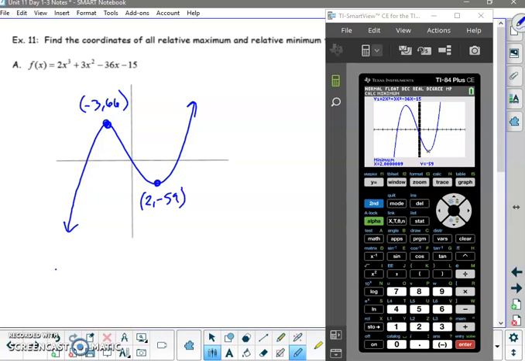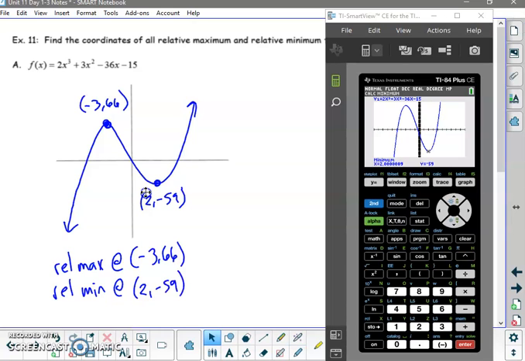All right, so here we go. There's a relative max at negative 3, 66 and a relative min at 2, comma, negative 59. Even though the graph continues below the relative minimum and continues up beyond the relative maximum, the hilltop and the valley have those coordinates, so those are the rel max and rel min.